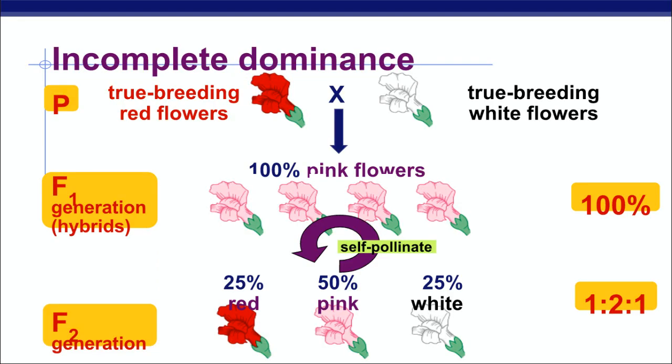And I think I actually have that. Yep, on this slide right here. I forgot I had this one in here. And so here we have true breeding red flowers, so they're homozygous. True breeding white flowers, homozygous. The F1 generation will be heterozygous. They will display the pink. Now, F1 means the first filial generation.